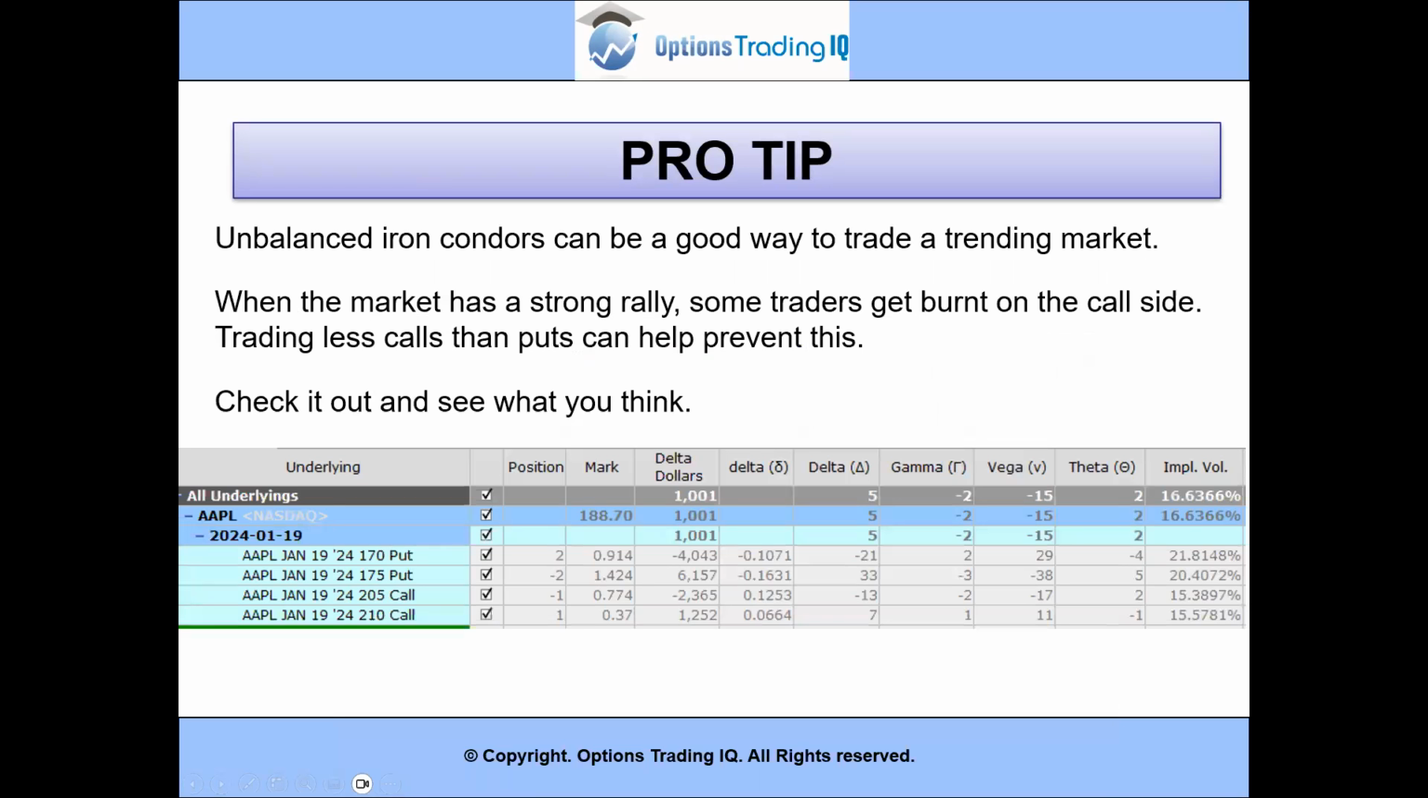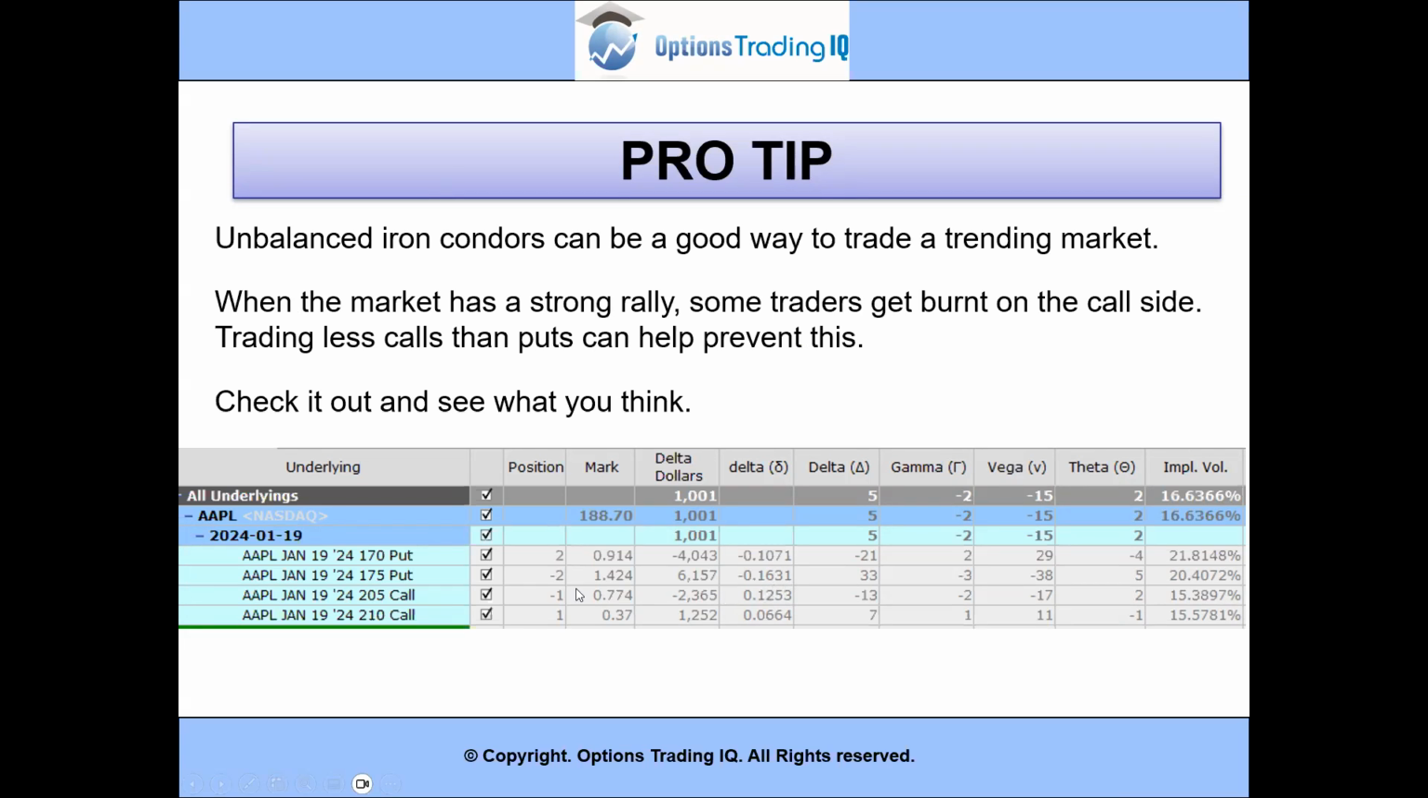So pro tip for you, an unbalanced Iron Condor can be a good way to trade a trending market. So when the market has a strong rally, some traders get burnt on the call side. And that's actually a pretty common thing that happens. Most people, when they find out about condors, they're like, oh, what if there's a flash crash? And I've got to worry about the puts. And in fact, I'd say more often than not, people actually get into trouble on the call side when the market just grinds higher.